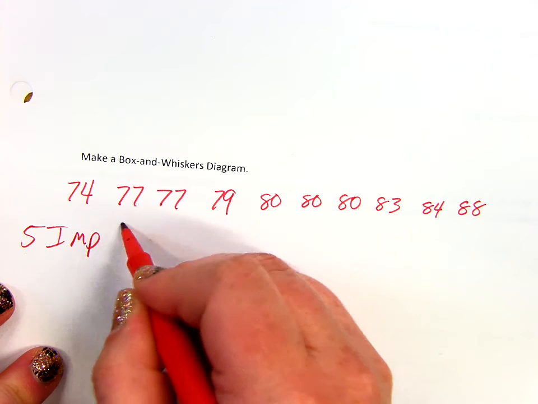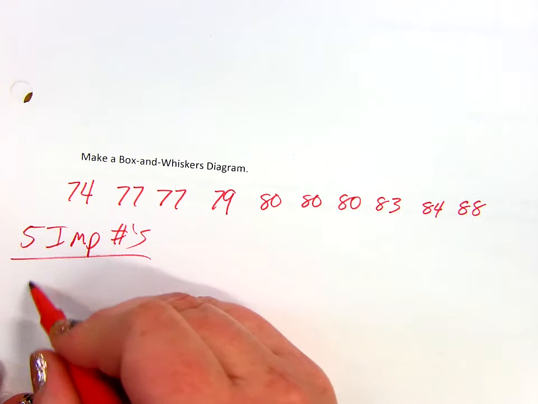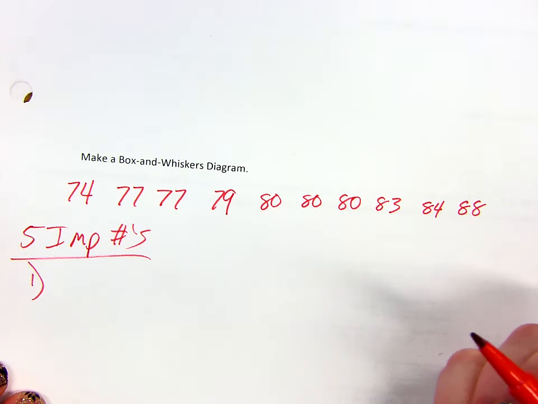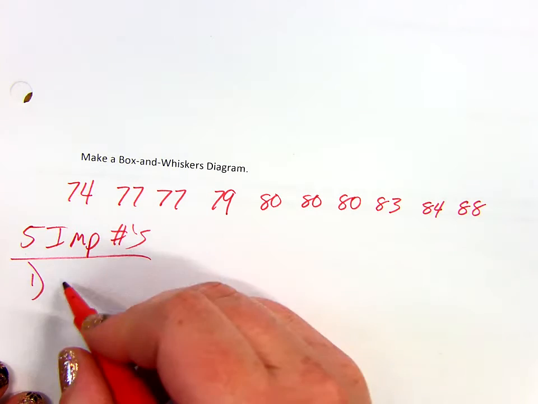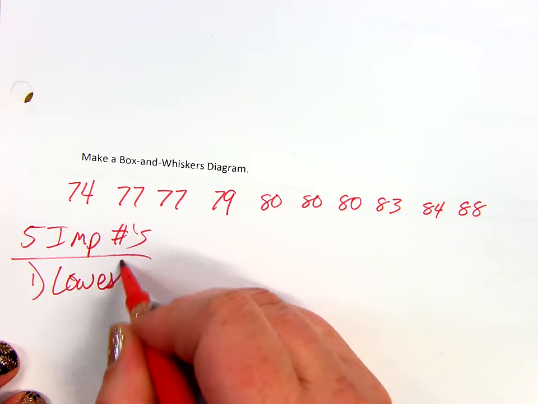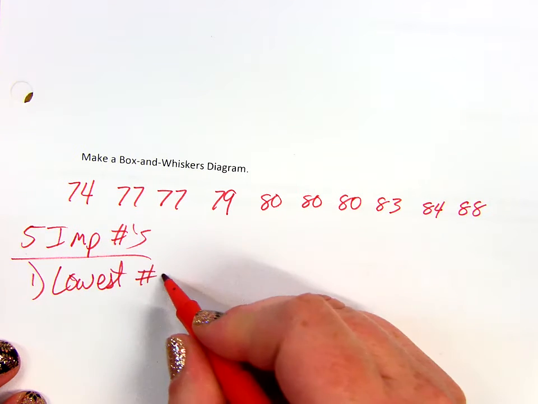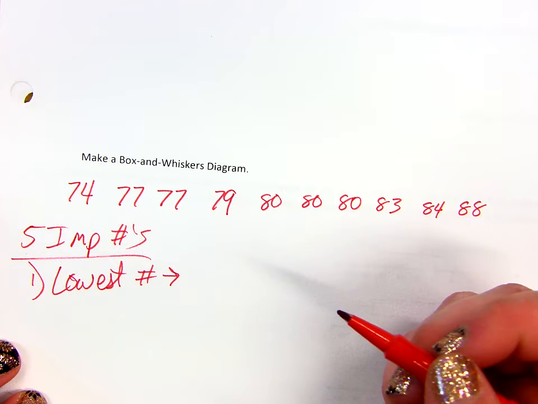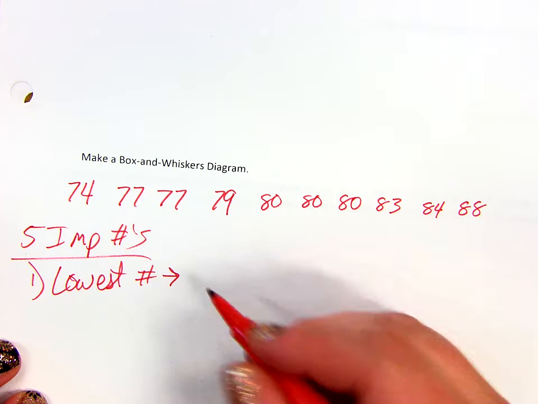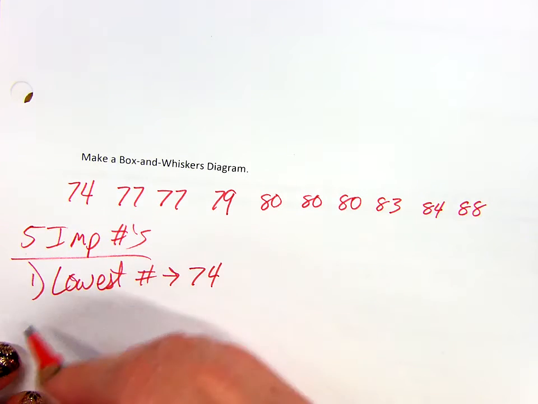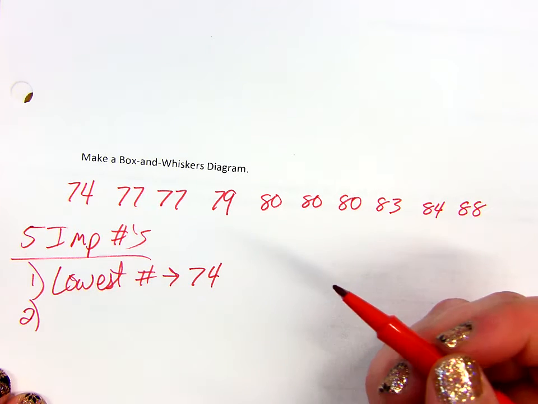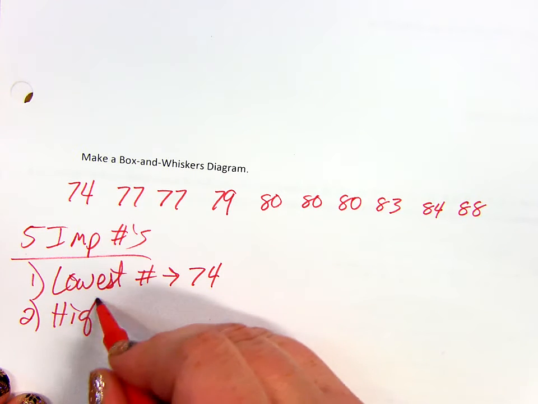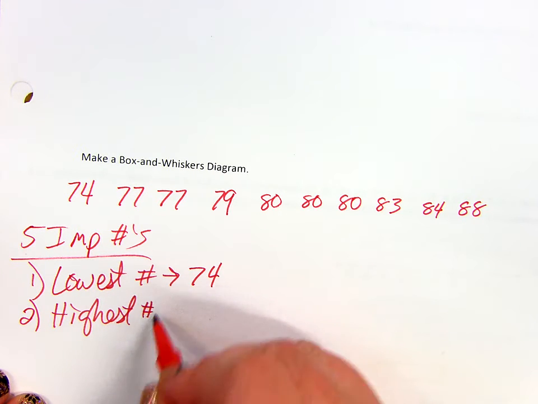5 important numbers. The first number is just the lowest number in the whole set. Well, that's easy. So in our case, that number would be 74. You also need the highest number in the whole set. That's another easy one. Yeah, 88 in our case.